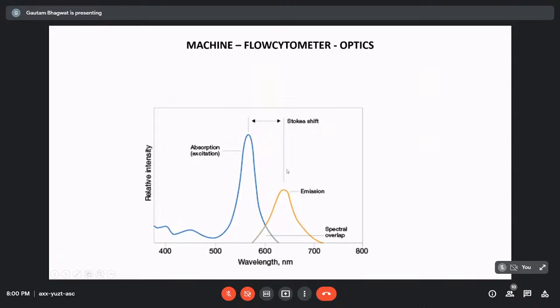Now again, not going into the details of Stokes shift or absorption maxima, emission maxima, but these are helpful when we design the panels for our diagnosis of leukemia, lymphoma, etc. But knowing what is Stokes shift is important, and knowing what is absorption maxima and emission maxima is.